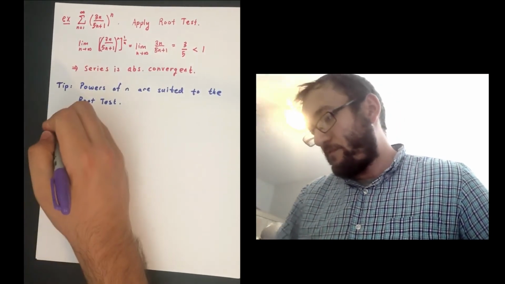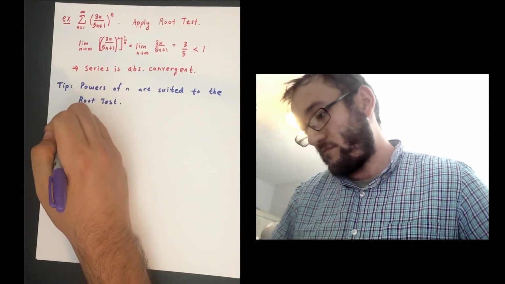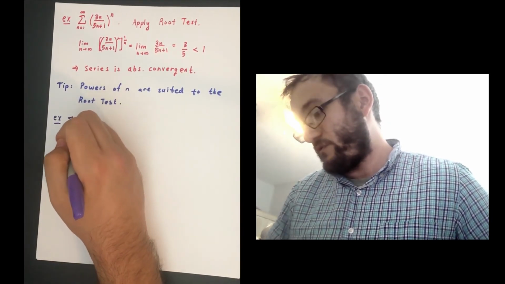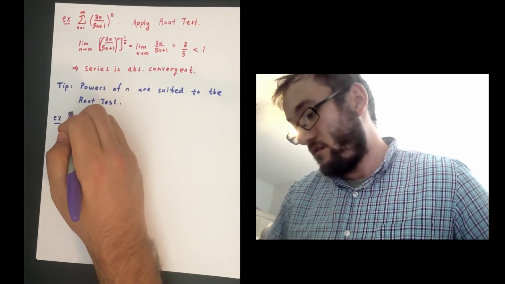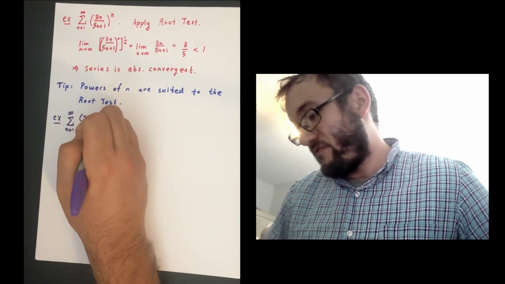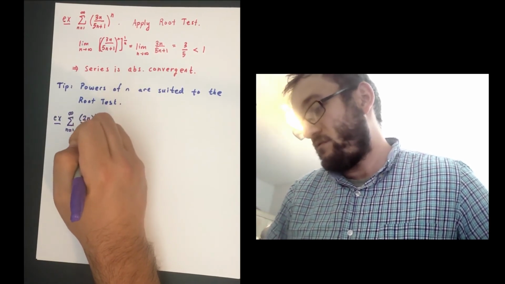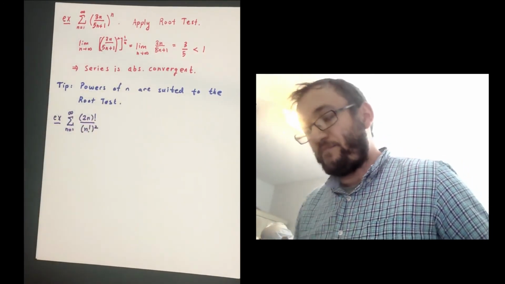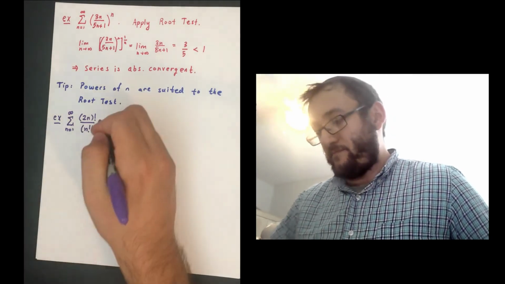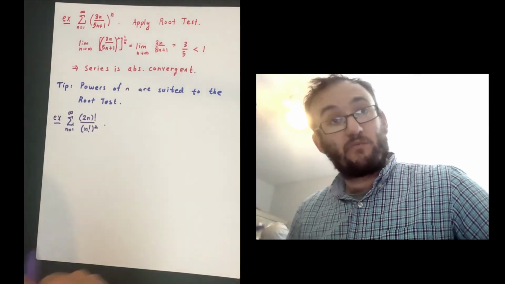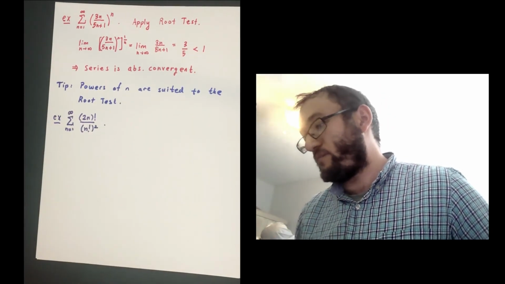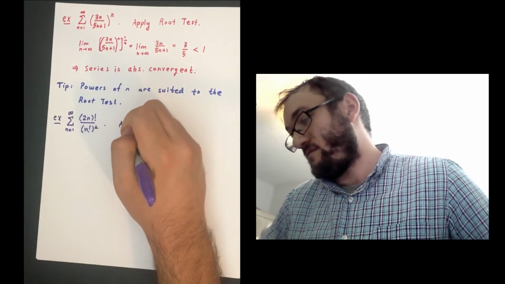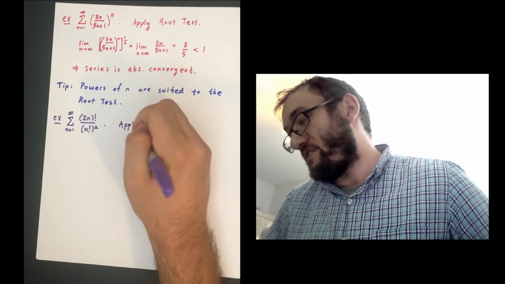Let's do another example. If we have the sum from n equals 1 to infinity of 2n factorial divided by n factorial squared, we're going to try to determine the convergence of this series. So I'm going to say we should apply not the root test, but the ratio test.